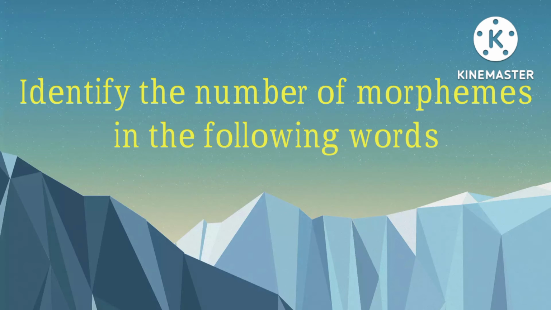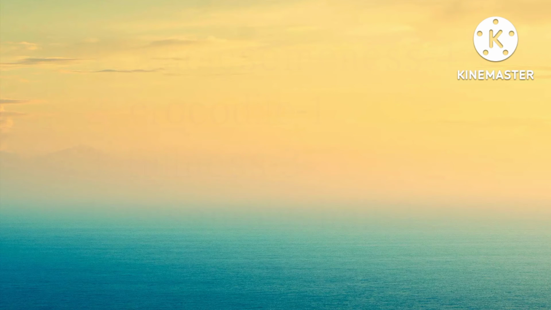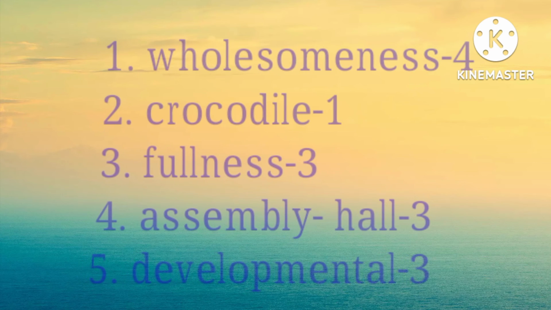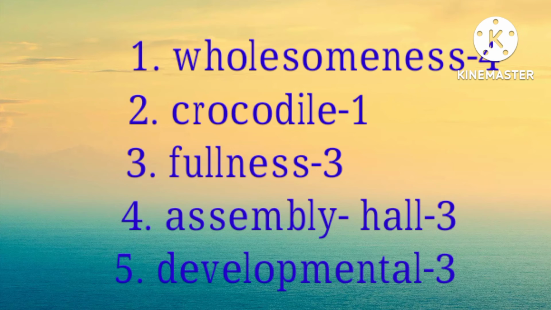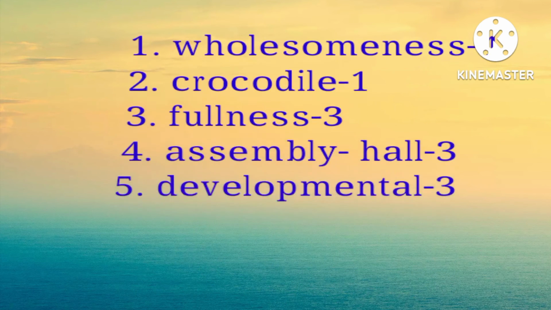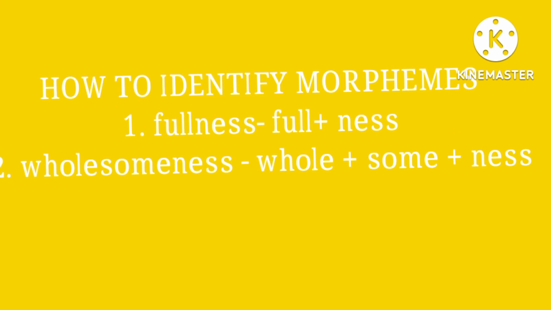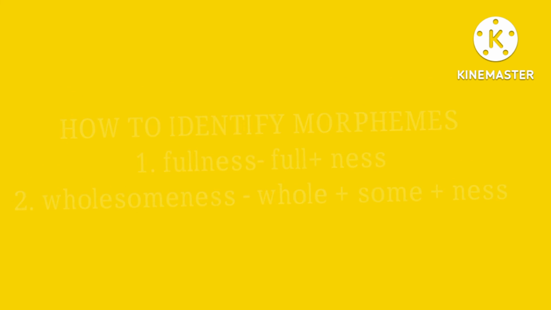Now we are going to identify the number of morphemes in the following words. So we have wholesomeness. I think we have four morphemes in this word. We have crocodile. Now, how to identify morphemes. Fullness: we have full plus ness, so we have two morphemes. Wholesomeness: we have wholesome and ness, so we have two morphemes.